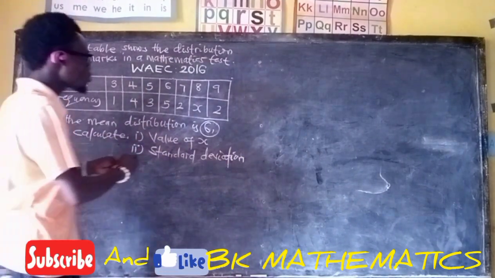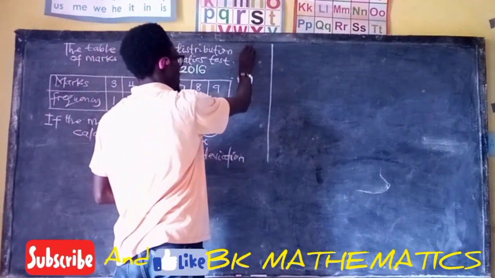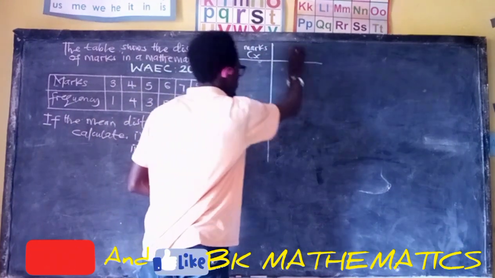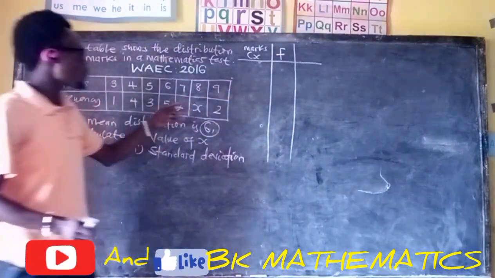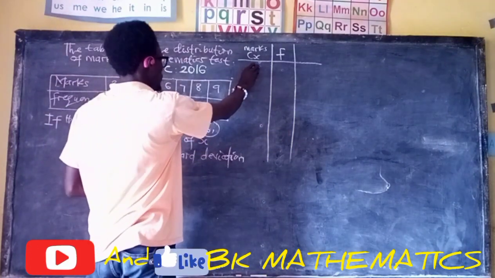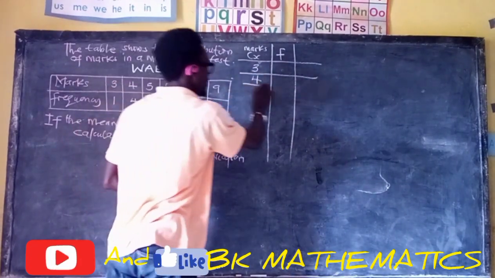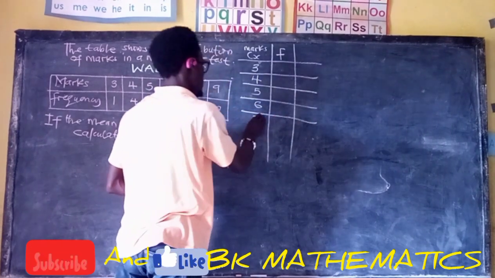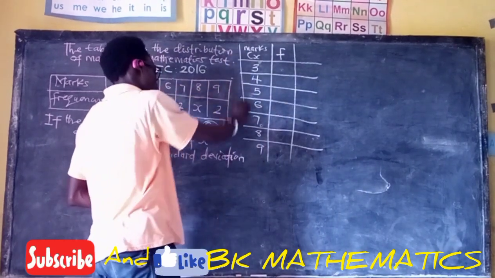Let's go to our table like this. This is the math marks we are given. We can still call them x. I'll show you the reason why we should call them x also. And this is the frequency that we are given. The marks we are having are 3, 4, 5, 6, 7, 8, and 9. We write them the way we see them: 3, 4, 5, 6, 7, 8, and 9. This is the mark that we are given.